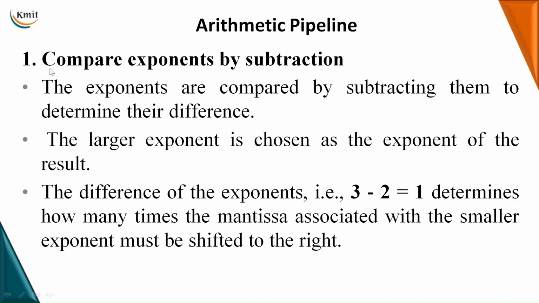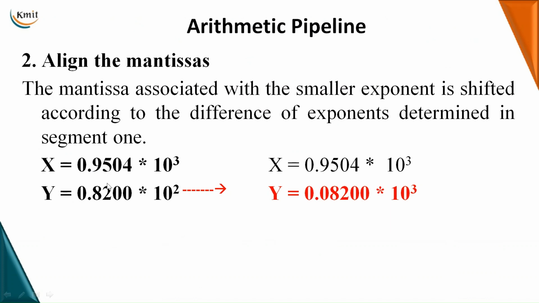So the first step is comparing your exponents by performing a subtraction. The larger exponent is chosen as the exponent of your result. The difference between the two exponents is 3 minus 2, if you consider this as an example. So the larger exponent 3 is called the exponent of your result, and you have to make this particular exponent also equal to 3. For that you first perform a subtraction of the exponents, 3 minus 2.